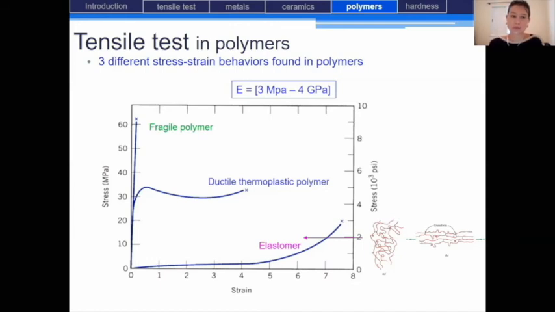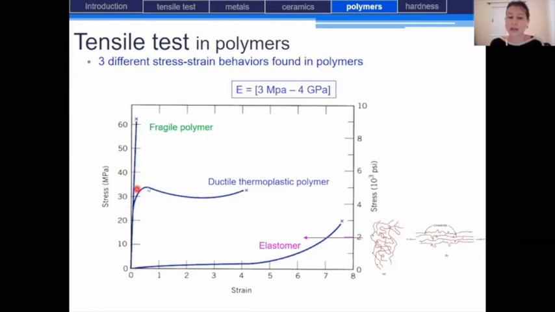So what are the different behaviors? First of all, let's talk about fragile polymers. Fragile polymers are brittle, so they have a high elastic modulus compared to the other polymers, and they will break right after the elastic domain, or they will withstand a low plastic deformation. So the strain at break will be low, and the stress at break will be relatively high.